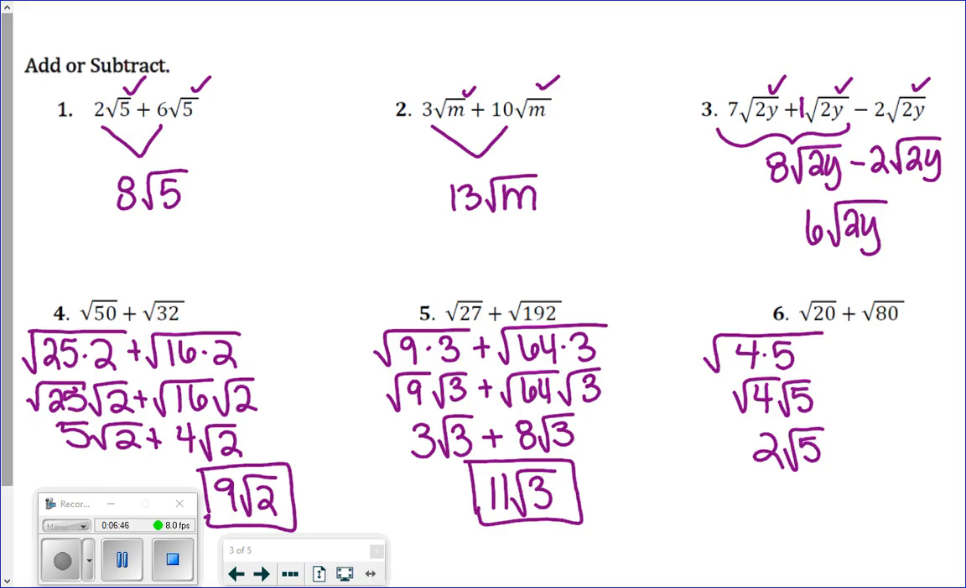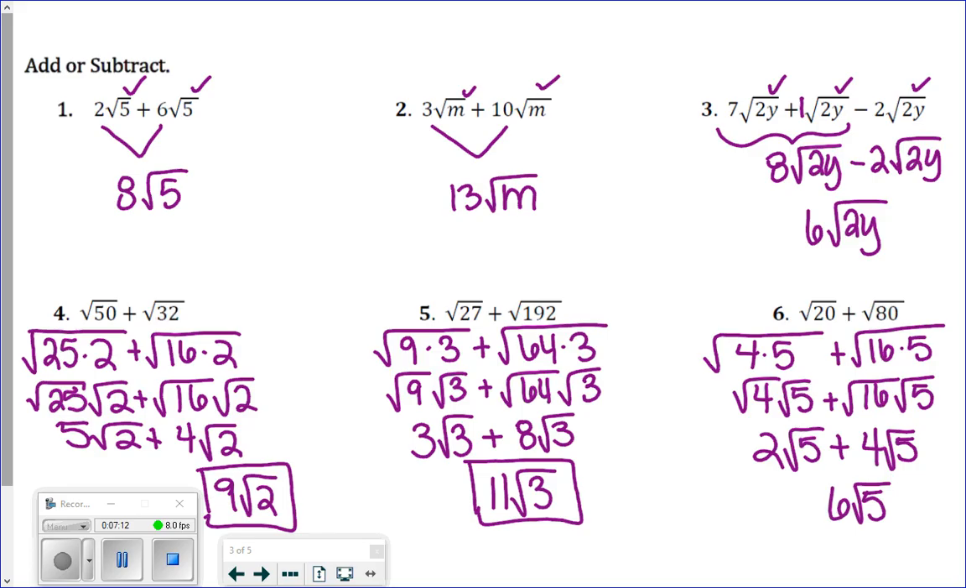On the right side, 80 is a product of 16 times 5. The square root of 16 can be separated out and evaluated. So the square root of 16 is 4, giving 4 square root of 5 there. Now that I have these simplified, I get lucky enough here that I realize, oh yeah, these are like terms. I can combine them, 2 plus 4. I can write this as a single radical, 6 square root of 5.